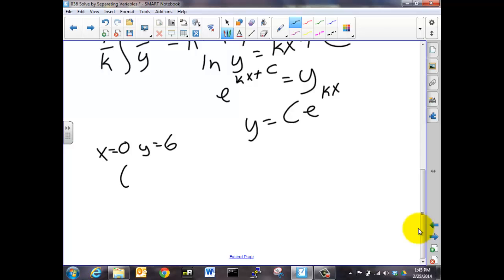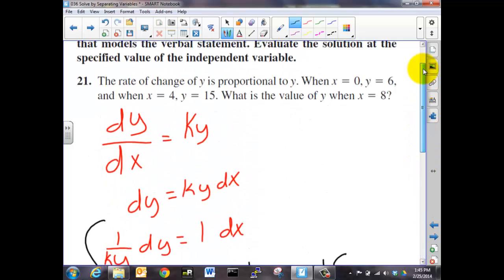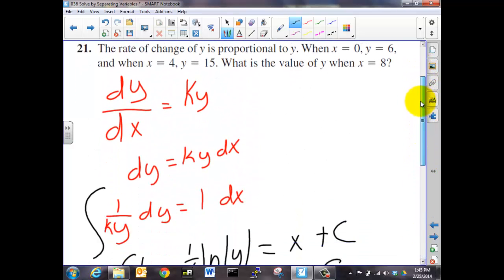We get 6 equals c e to the k times 0, right? e to the 0 is 1, so we get c is 6. Woohoo! We figured out what c is. So now we can change our equation. y equals 6 e to the kx. You agree with that? Now let's go. Well, but we need to know what k is.